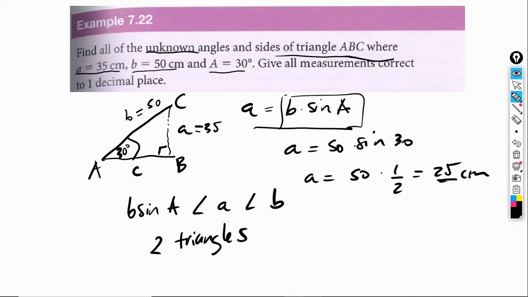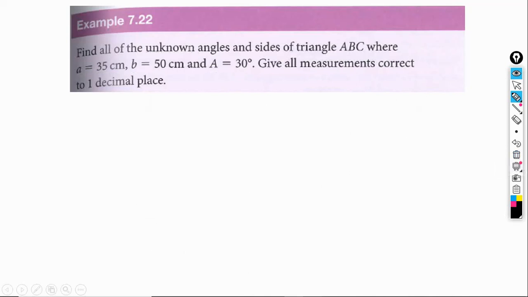So what are those two possible triangles? Those two possible triangles would be where the length of a is either here or here. So there's two possibilities where you have an obtuse triangle or an acute triangle. So what I'm going to do is get rid of this and I'm going to draw both of those possible triangles.